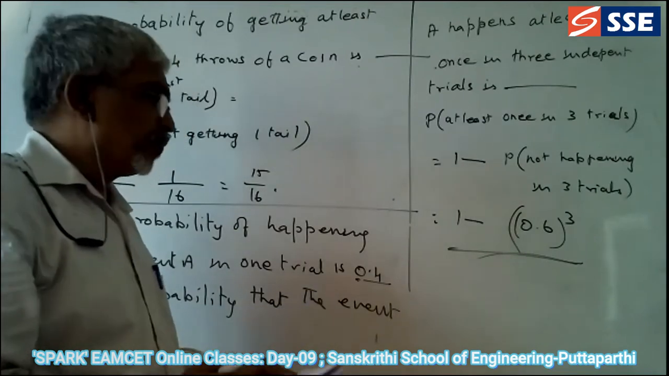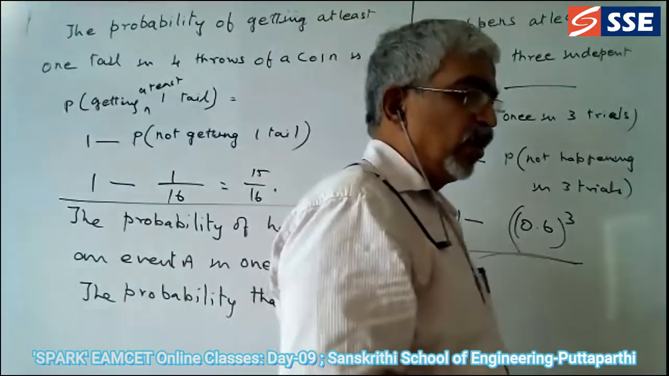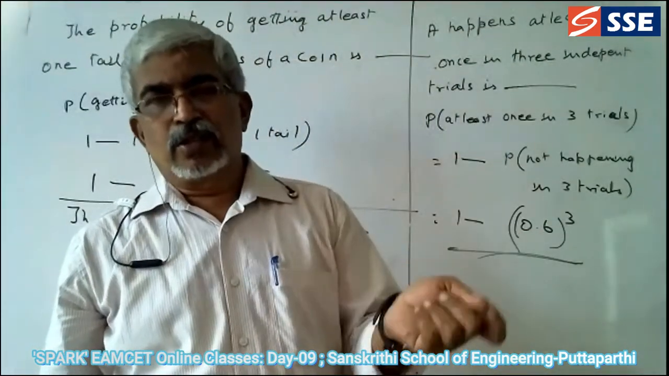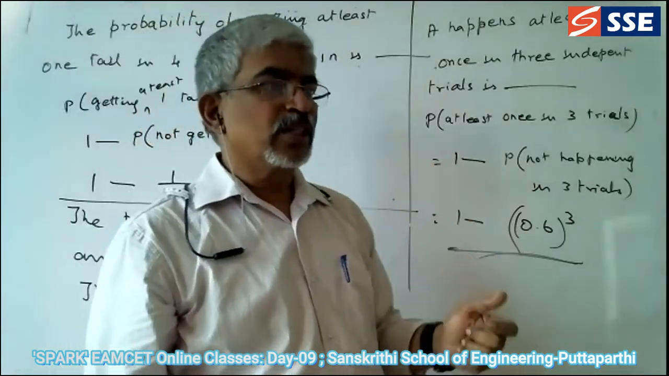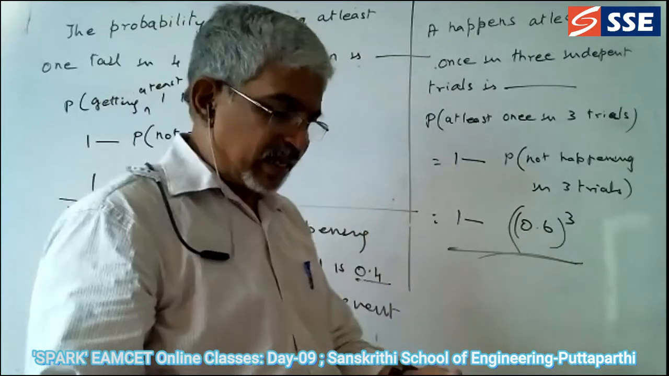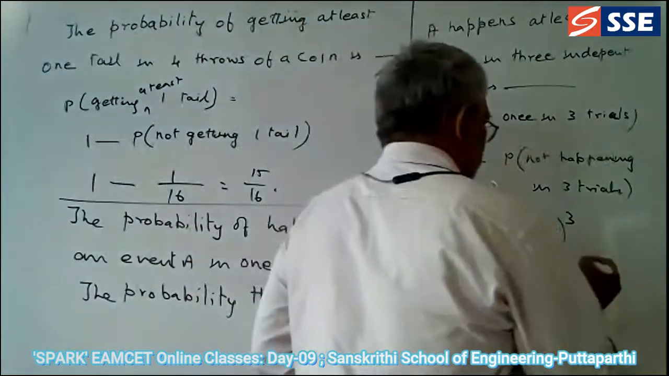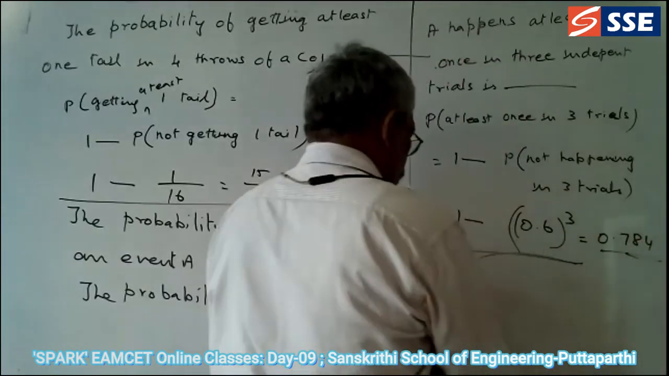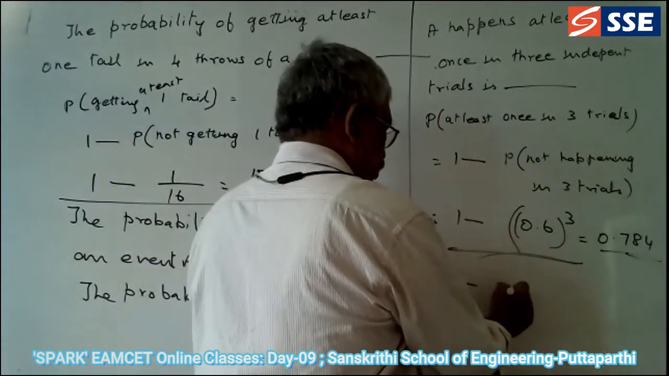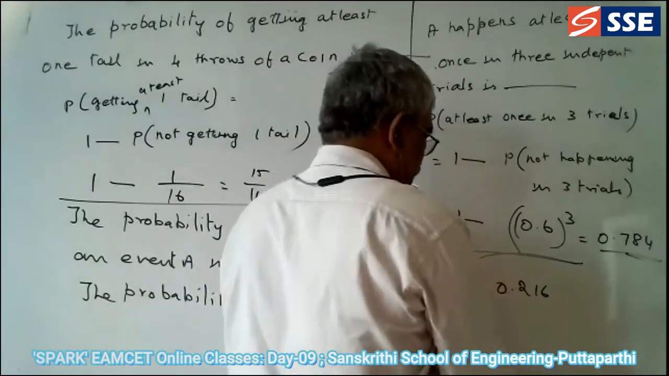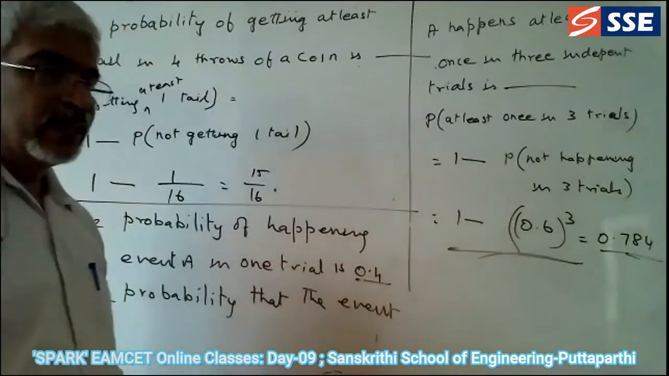That is 1 minus 0.6 cubed. 0.6 into 0.36, that is 0.216. So 1 minus 0.216, the answer is 0.784. That is the answer. Now you can have the reverse process.